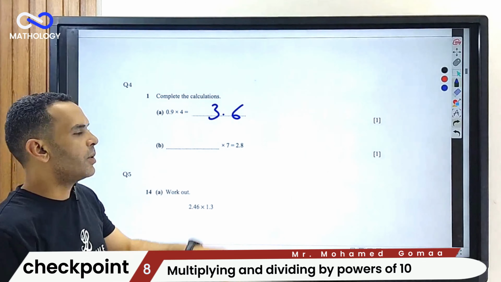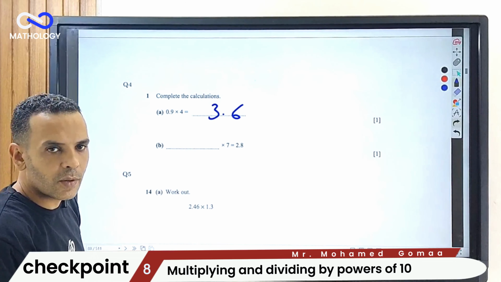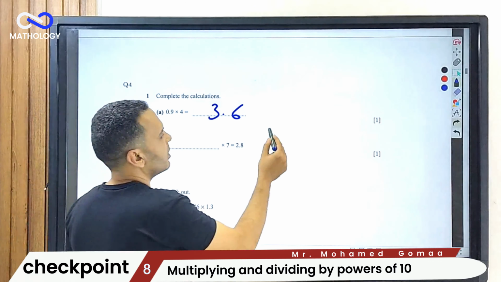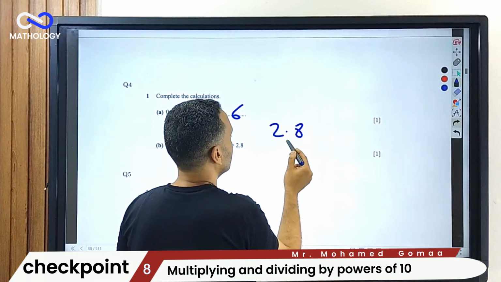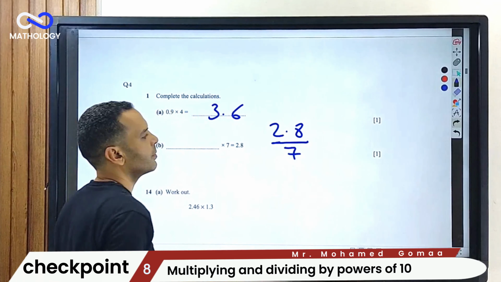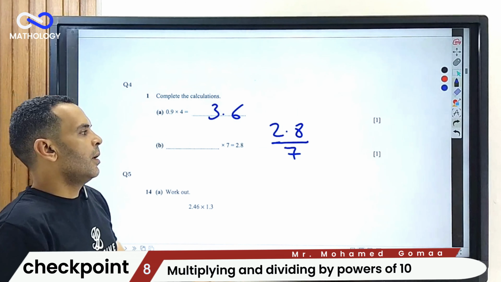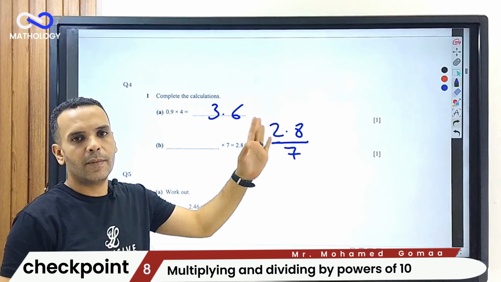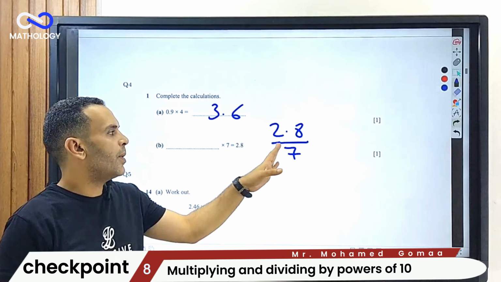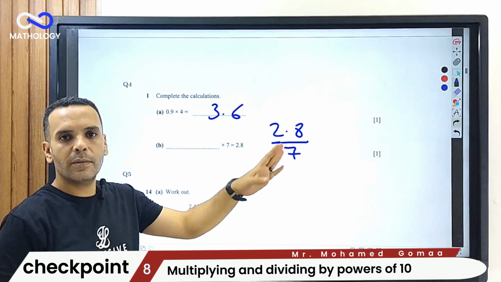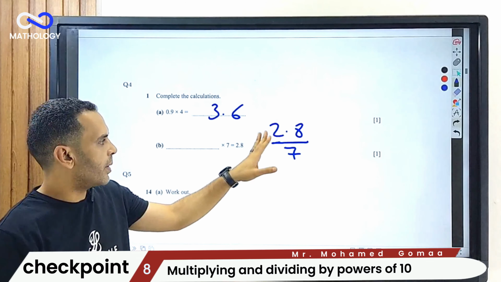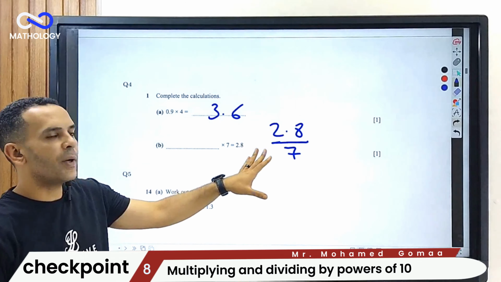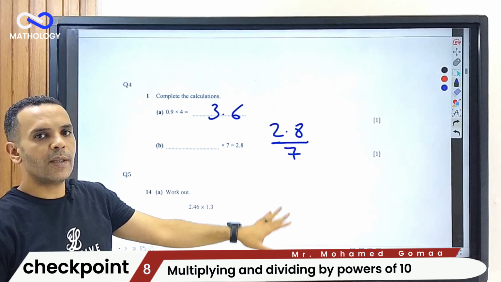Factor multiplied by factor equals 2.8. So to get this factor, you have to divide 2.8 by 7. If you want to cancel the decimal from the numerator, it will work, but if you don't, never mind. You can do the operation like this: 2.8 divided by 7.